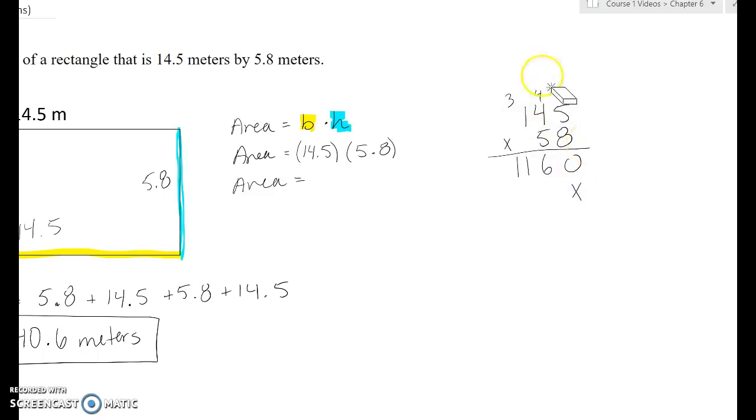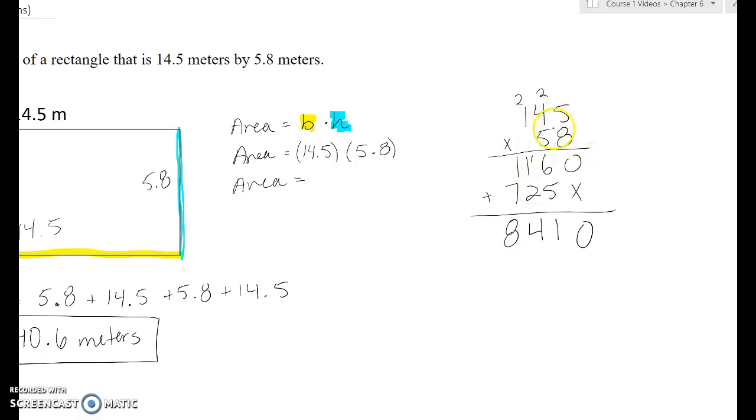I put a placeholder, get rid of these guys up here. 5 times 5 is 25. 5 times 4 is 20, plus 2 is 22. 5 times 1 is 5, and add the 2 is 7. So once I've added these up, 6 is 11, that's 4, and that's 8.